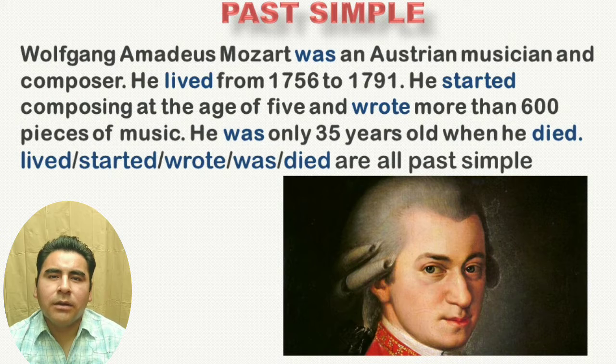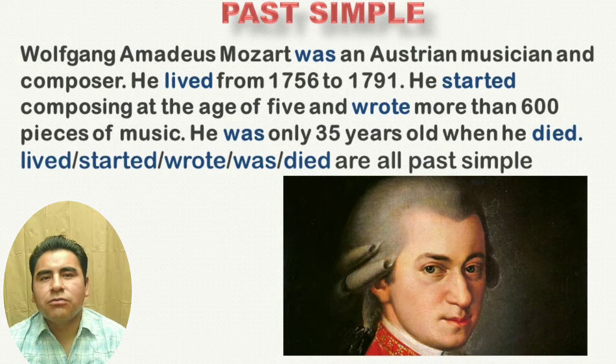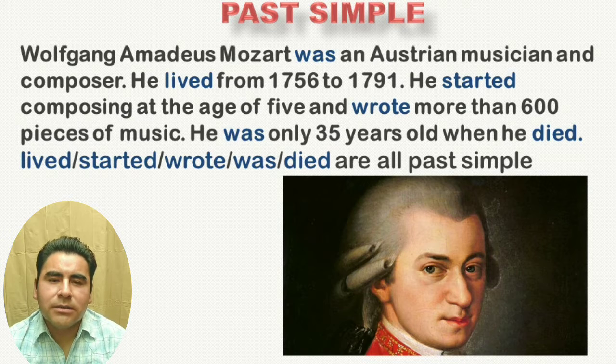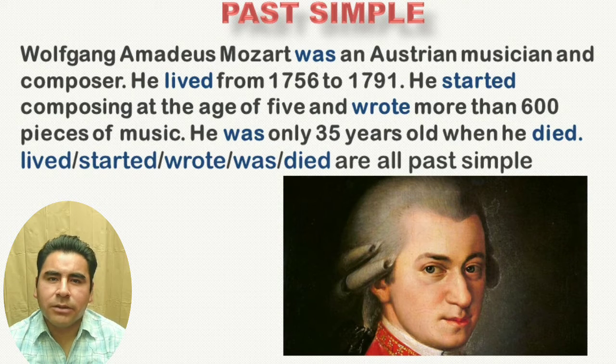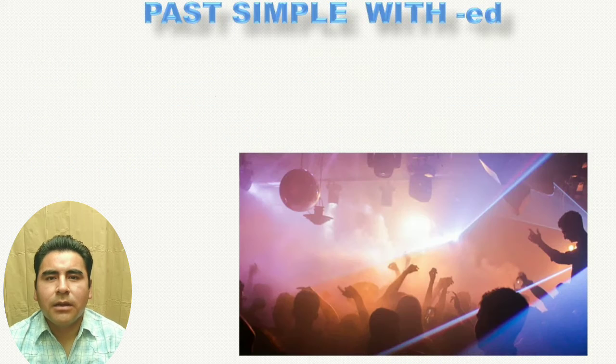Look at the highlighted words or verbs in blue. Lived, started, wrote, was, died are all in past simple. Okay? Different verbs, regular and irregular verbs, by the way. Later I will explain in more detail how we differentiate among those verbs. Let's continue with this nice picture.